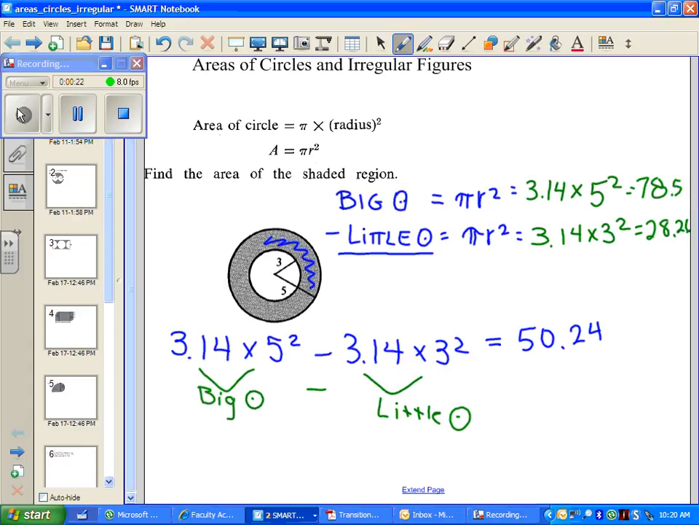And there's a couple ways you can do it. You can put it straight in your calculator, or you can separate it into 2 figures and subtract. Either way, you'll get 50.24.